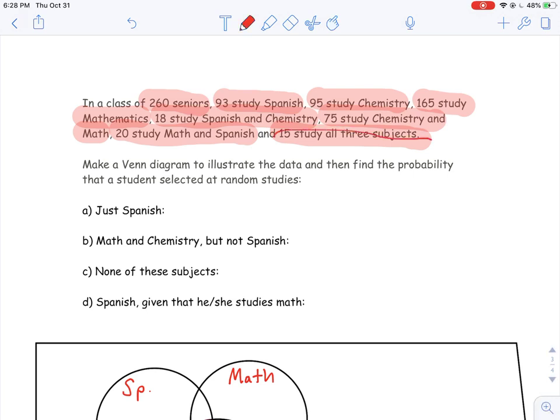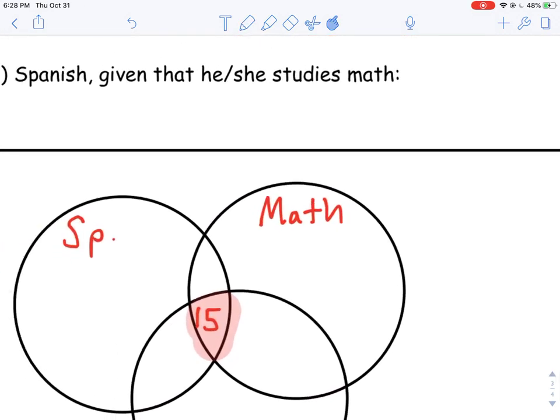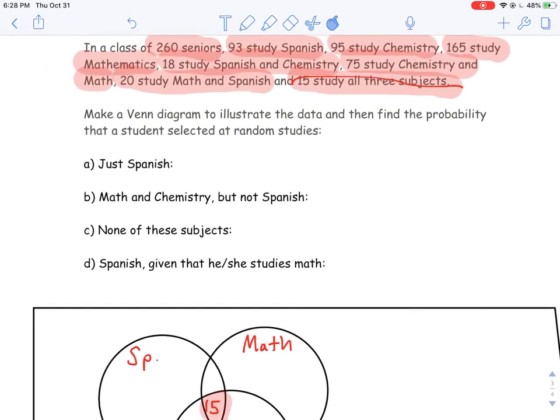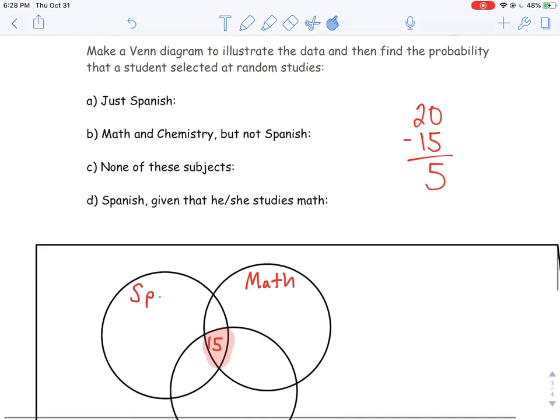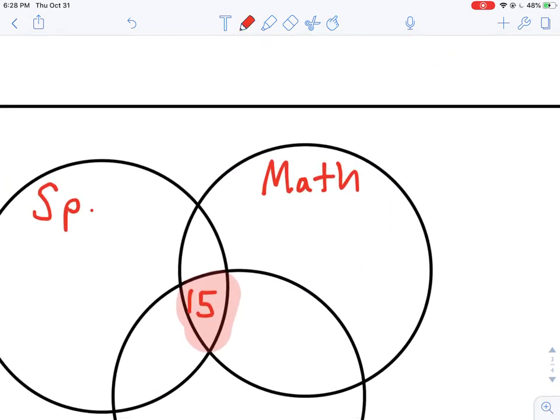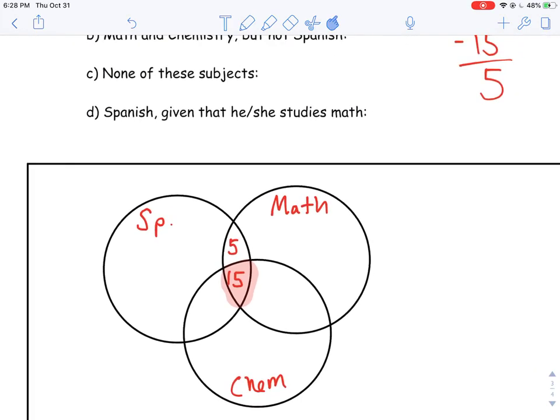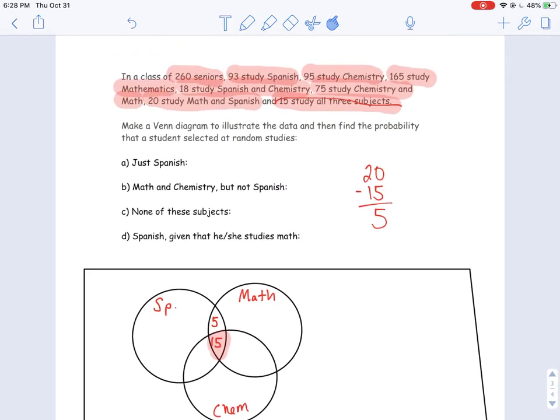Let's keep going. All right, I'm going to look for any that are both now. Let's see, I have 20 that study math and Spanish. So I'm going to look for the intersection of math and Spanish. And I see, okay, that should be 20. But I just thought of something here. If you study math and Spanish, you could also study all 3 subjects. Now, couldn't you? Absolutely, because you'd be studying math, Spanish, and chemistry. So what I'm going to do is 20 minus 15, which gives me 5. Now what that gives me here is this represents the 20 who study math and Spanish, and it also includes those who studied both math, Spanish, and chemistry, all 3 of them.